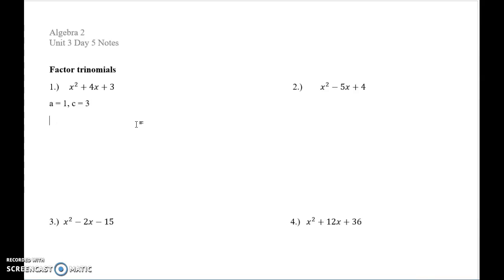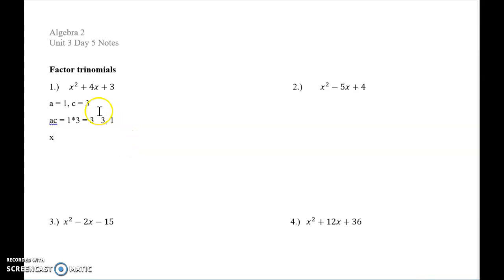So if I multiply those together, A times C, 1 times 3 is 3. Okay, so now my task is to think of 2 numbers that multiply to be 3 and add to be 4. Well, this one's not too bad because there's only 2 numbers that multiply to be 3, and that's 3 and 1. 3 and 1 happen to add together to be 4, so that works out nicely. So let's write those down.